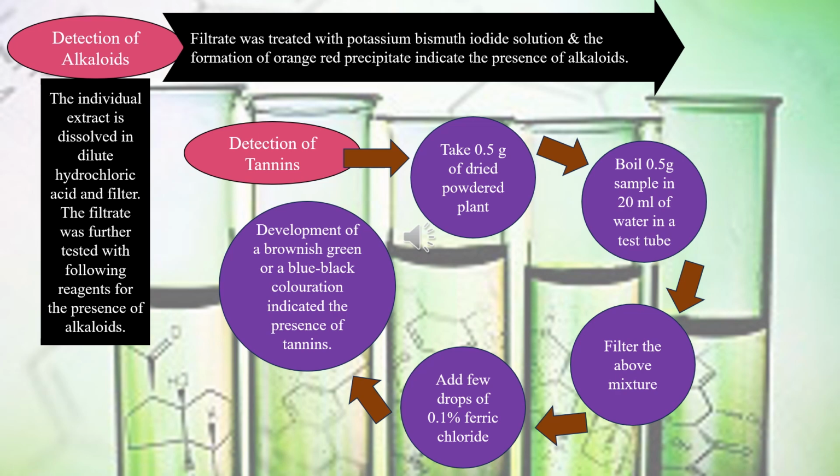And for the detection of tannins, first take 0.5 gram of the dried powder of plant and boil 0.5 gram sample in 20 ml of water in a test tube, then filter. To the above mixture add a few drops of 0.1% ferric chloride, and the development of a brownish green or blue black coloration indicates the presence of tannins.